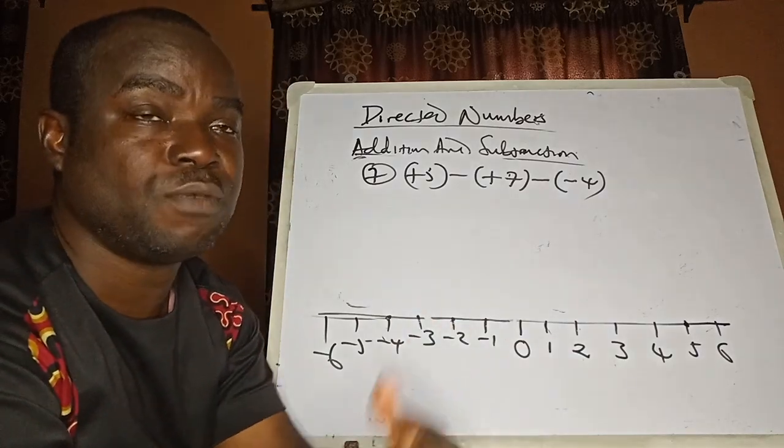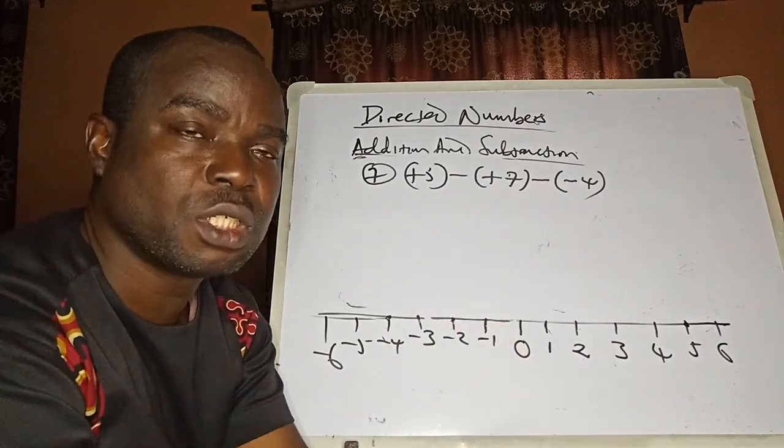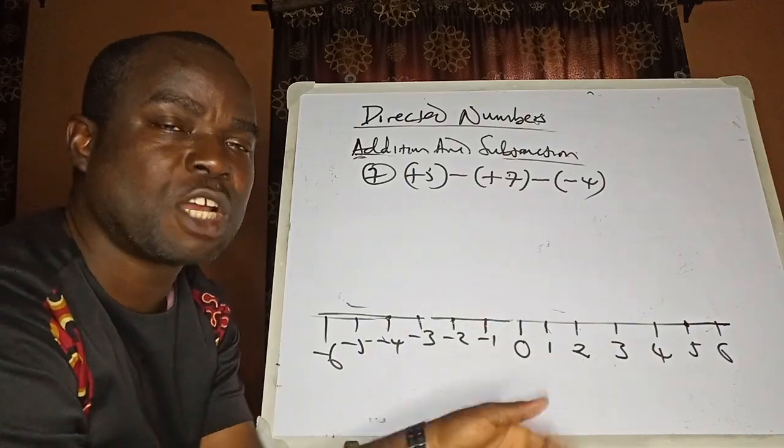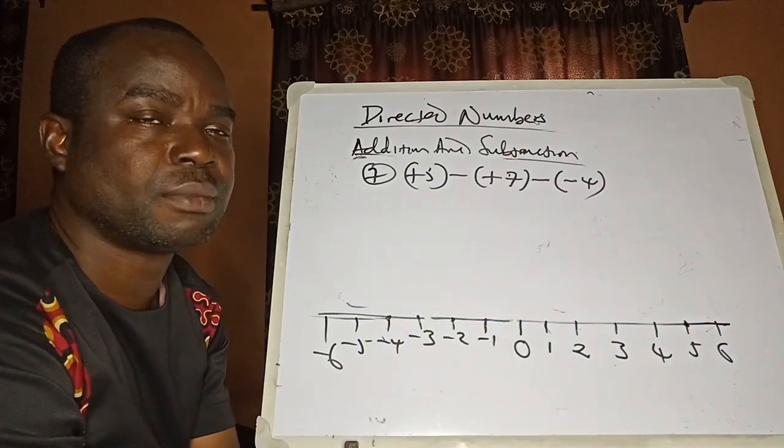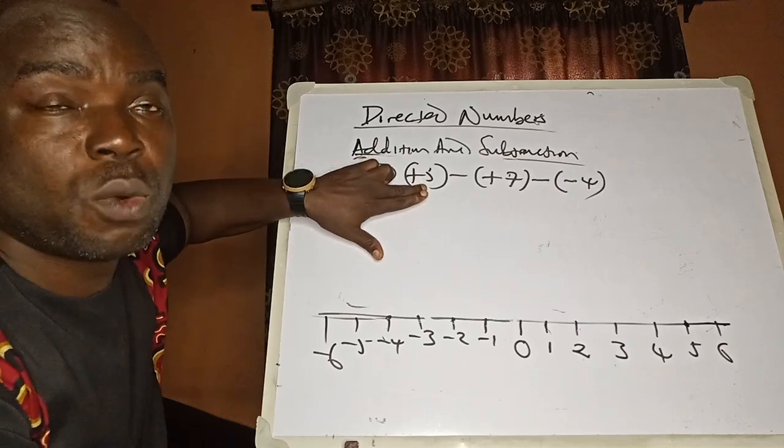If it's minus and minus, they form plus. If it's plus plus, they form plus. If it's plus minus, they form minus. If it's minus plus, they form minus. All the same. So now here we have, this first one as usual will come down.